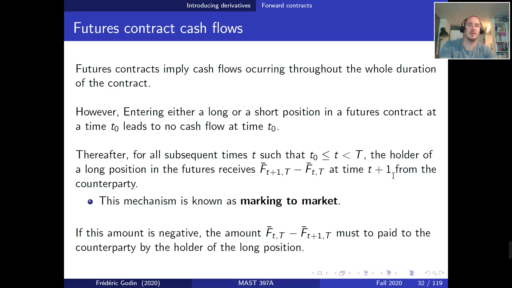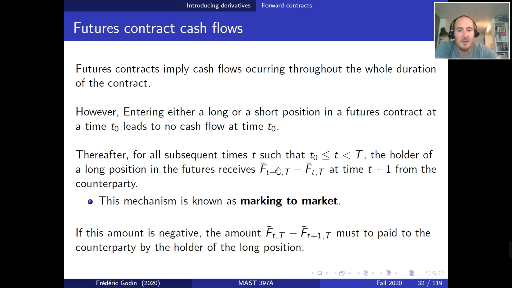Okay, so let's take time to analyze this. At time t0, there's no exchange of cash flow. Then for all subsequent time steps, let's say you're at time t0 plus 1, the long position receives F t0 plus 1 minus F t0 from the short position. So the short position has to pay this amount of money.